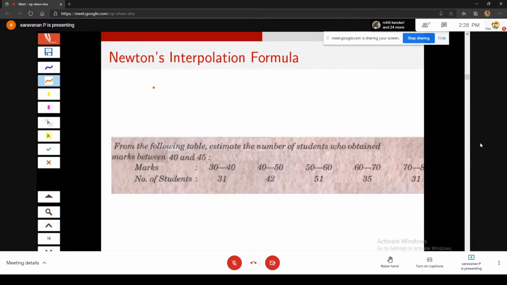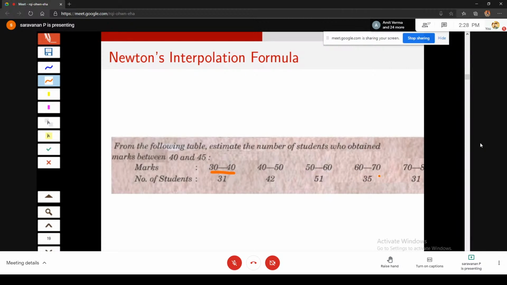But how should your table look? Your table should be in the form of x and corresponding values of y: x0, y0, x1, y1, etc. Yes, but here x is not in that form. It is in the interval form: 30 to 40, 40 to 50, 50 to 60, etc.